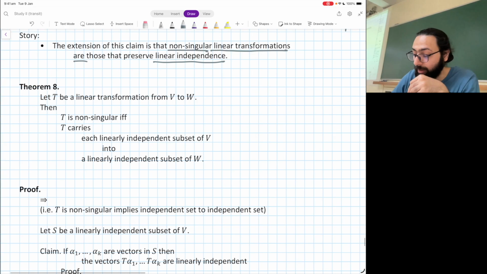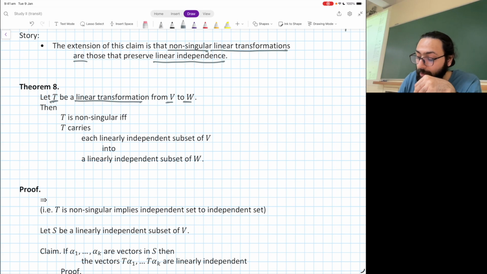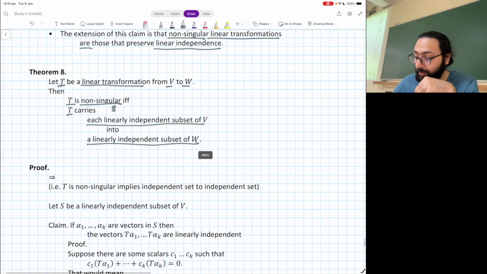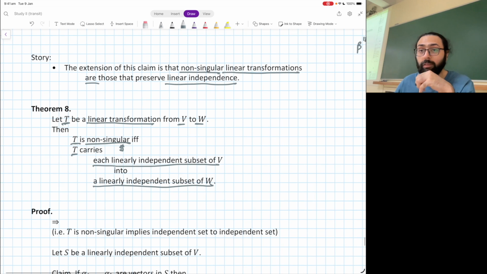So let's formalize this. The theorem says the following. Let T be a linear transformation from V to W. Then the following are equivalent. T is non-singular is equivalent to saying that T carries each linearly independent subset of V into a linearly independent subset of W. So these statements are the same. They might not look the same, but they turn out to be the same. Is the statement clear?